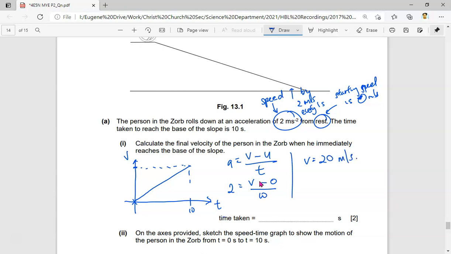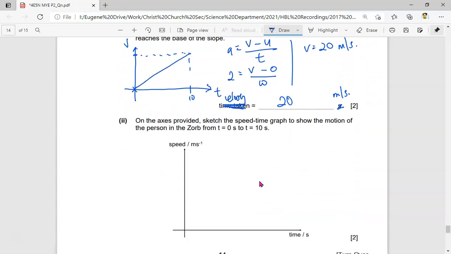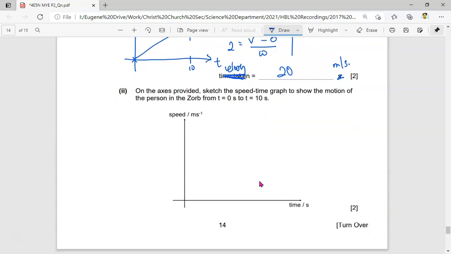This axis is not supposed to be time taken, my apologies. This is velocity. It is supposed to be meters per second. So this one here will be 20 meters per second. Sketch the speed-time graph to show the motion. Oops, don't need to sketch there, can sketch over here. So start off at 0. 10 seconds later, the speed becomes 20.